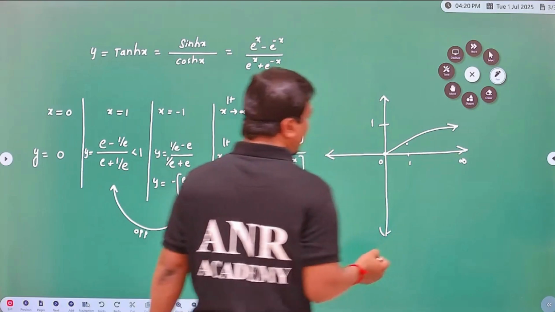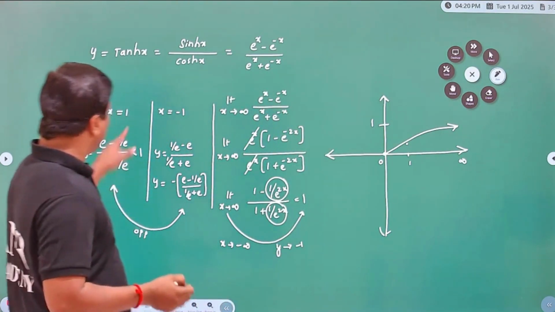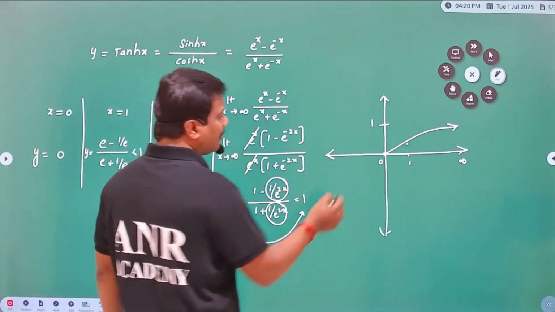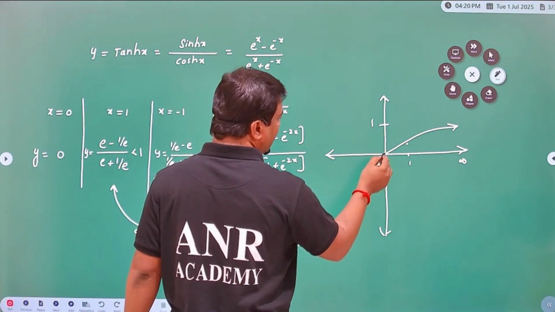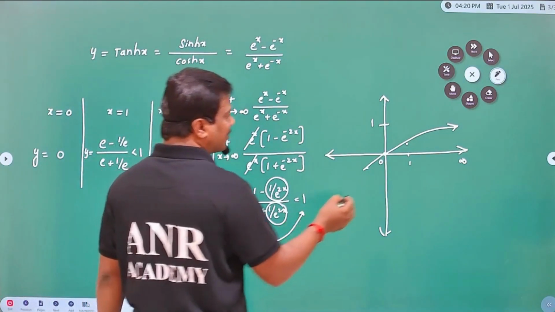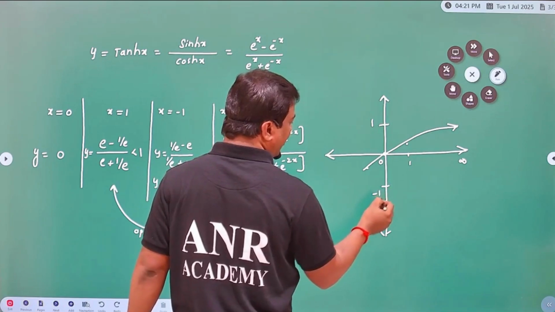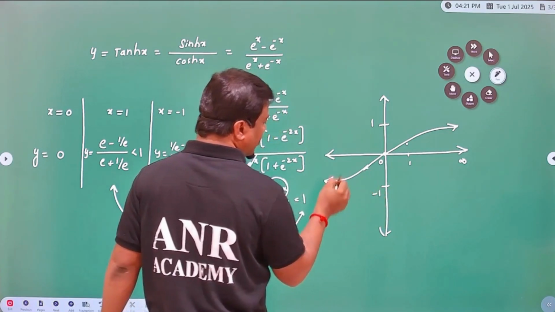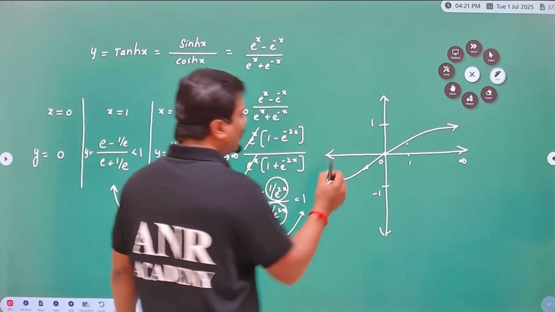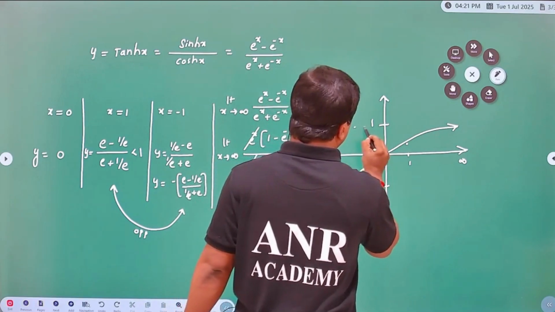Next, x equal to minus 1 implies a negative quantity, somewhere here, a negative quantity. And as x tends to minus infinity, it approaches minus 1. You have minus 1 here. So this one is the graph of y equal to tan hx. Only it is defined in the interval.